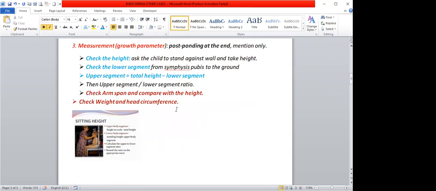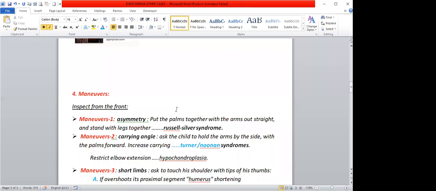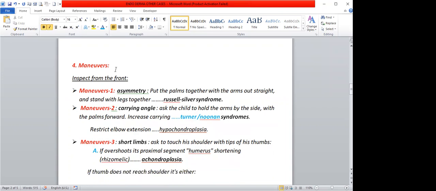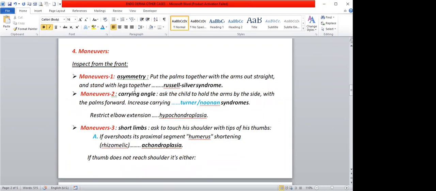Okay, we will discuss this part at the end. Now, after this, there are a few maneuvers that will differentiate clinically. If the child has some syndrome, what will be the finding in the maneuvers? In the maneuvers, they say to inspect from the front.